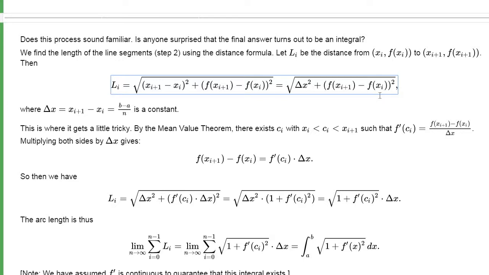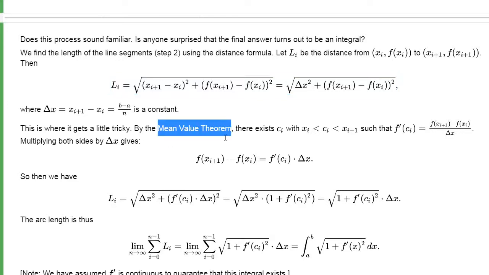This is where things get a little bit nastier. If you remember the mean value theorem from calculus 1, there always exists some number, I'm going to call it c sub i, in this interval, between x sub i and x sub i plus 1, so that the derivative of f evaluated at c sub i is equal to the difference in the y-coordinates over the difference in the x-coordinates.